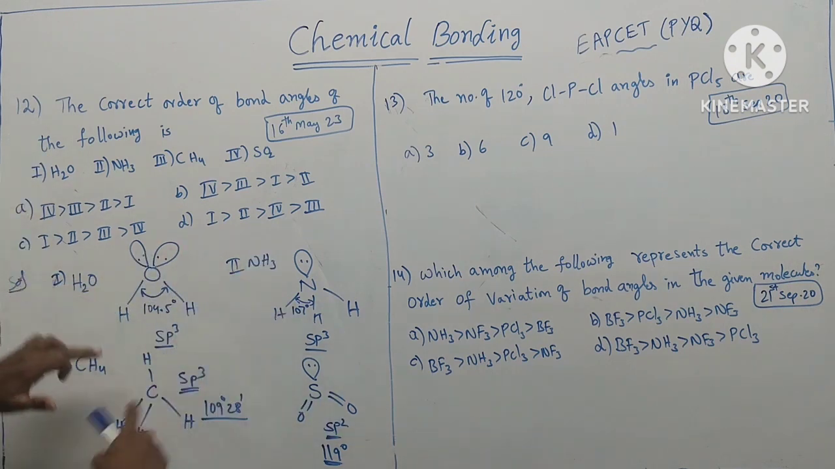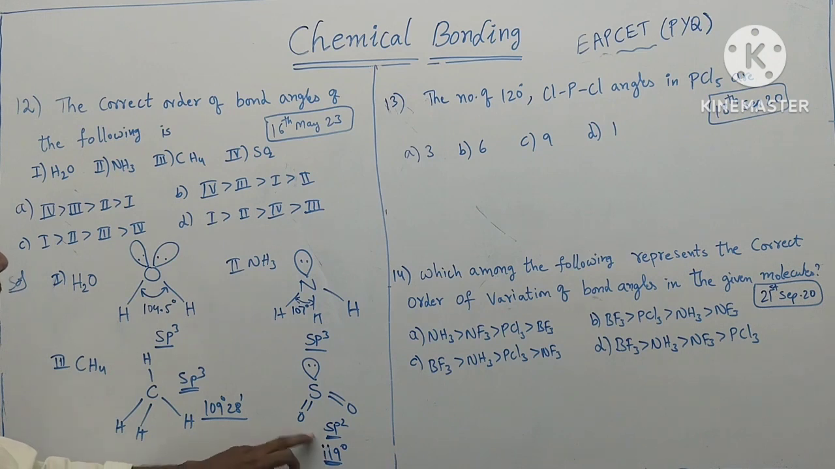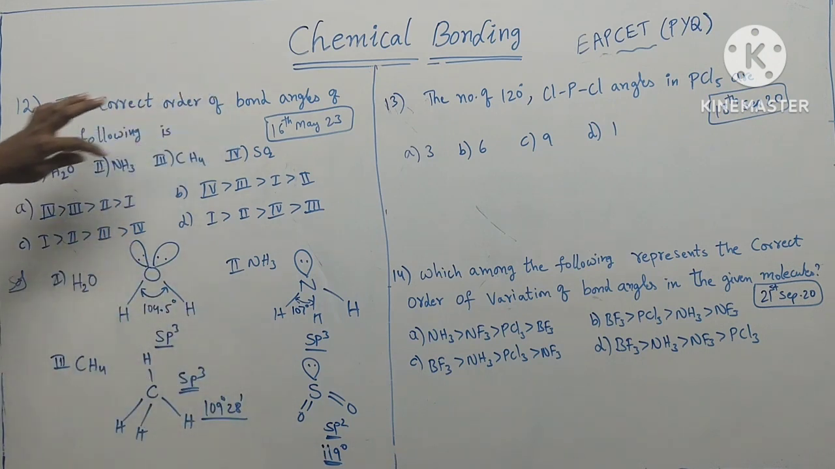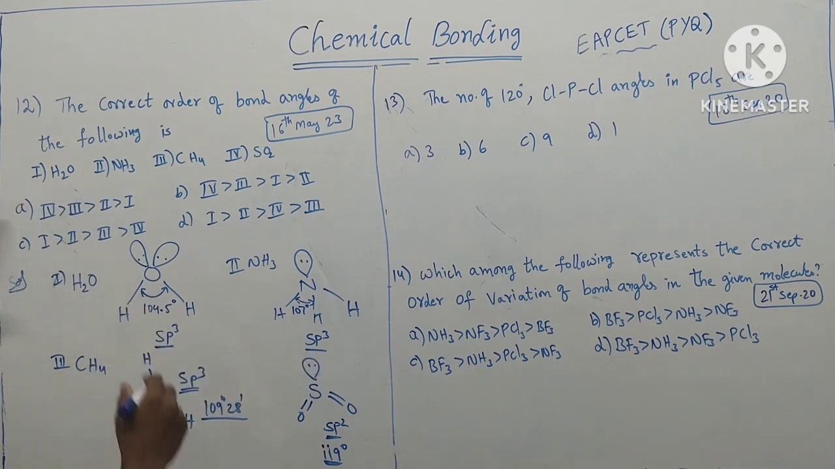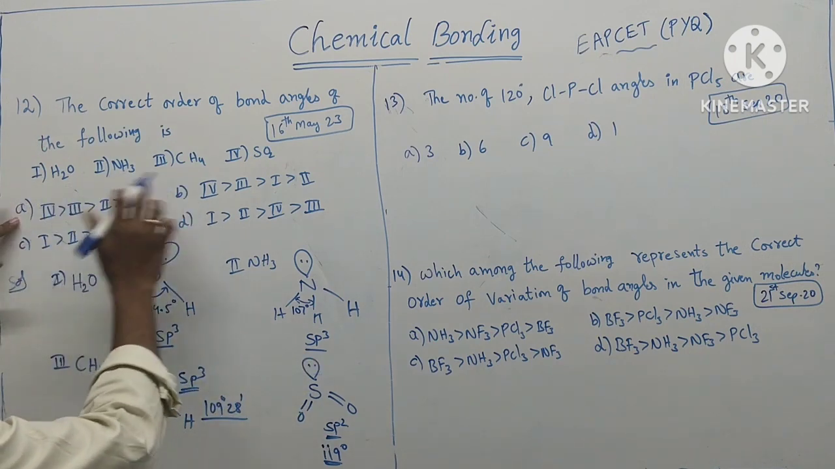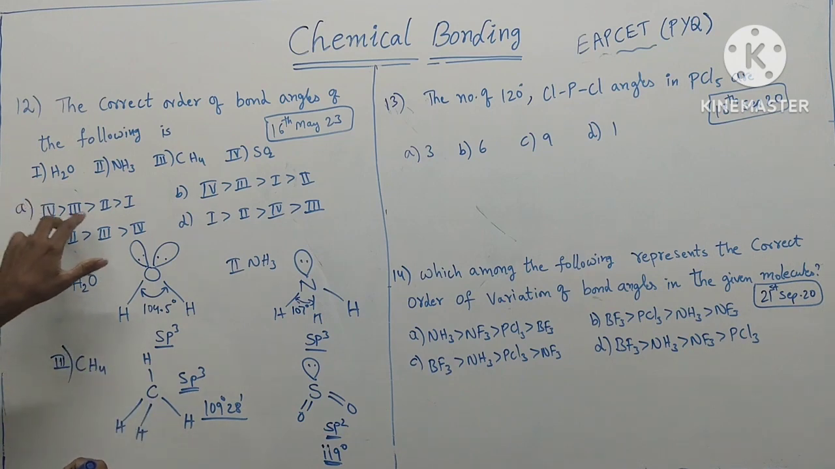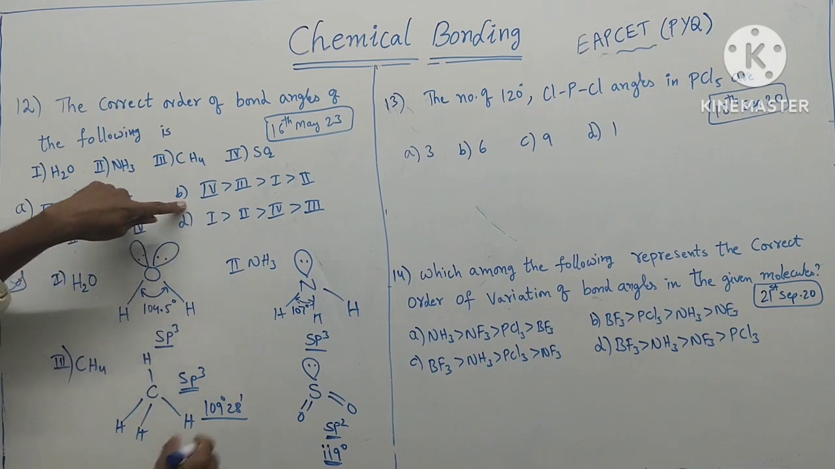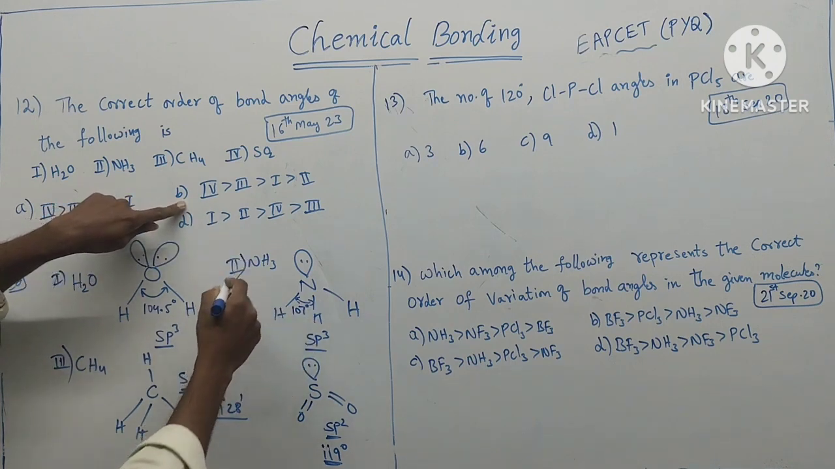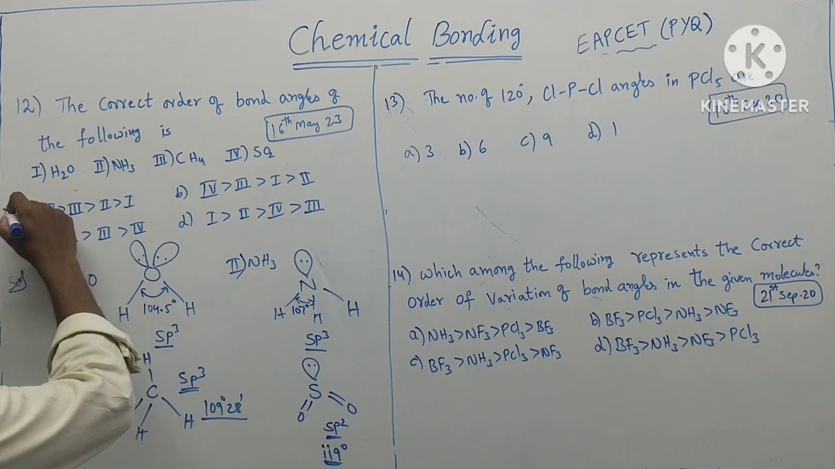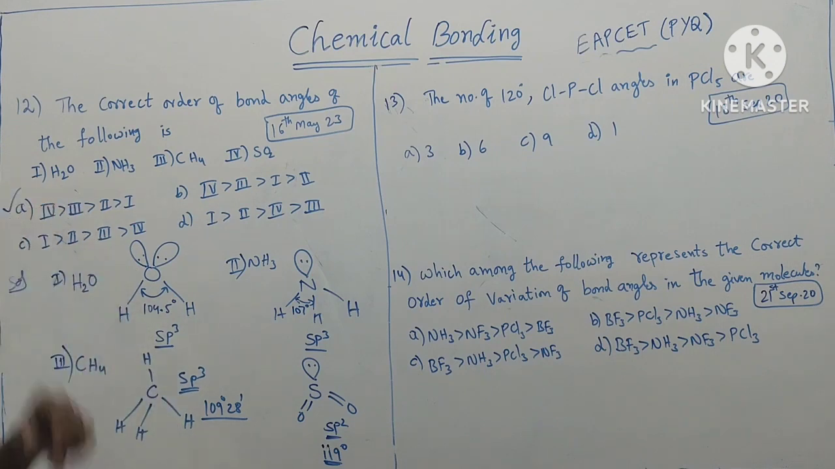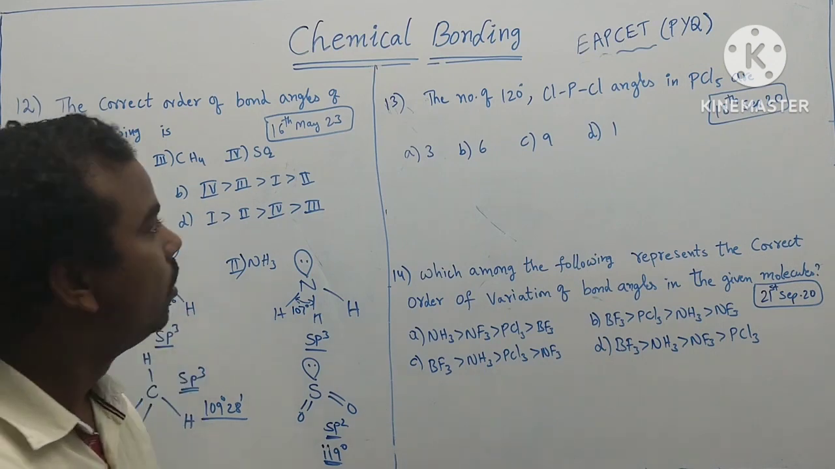So according to this, which one has the highest bond angle? 119 degrees, that means SO2 has the highest bond angle, that means 4 is greater than the remaining. So maybe answer A or B. Next, after 119 degrees, 109 degrees 28 minutes, that means 3. So 4 is greater than 3. Next 107 degrees, so 4, 3, 2. Finally 104.5 degrees, so 1. So 4, 3, 2, 1.